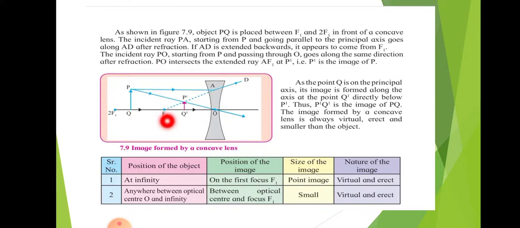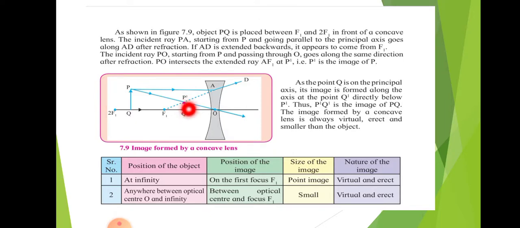The incident ray PO starting from P passing through O, यहाँ पे देखो पासिंग थ्रू O, यहाँ पे O है, goes along the same direction after refraction. And PO intersects the extended ray AF1, PO कहाँ पर है, AF1, at P dash. और ये दोनों जो है इसको एक्सटेंड किया, यहाँ तक लेके आए, और ये लाइन जो है वो वैसे ही है, और दोनों कहाँ पर मीट हो रही है, यहाँ पे.